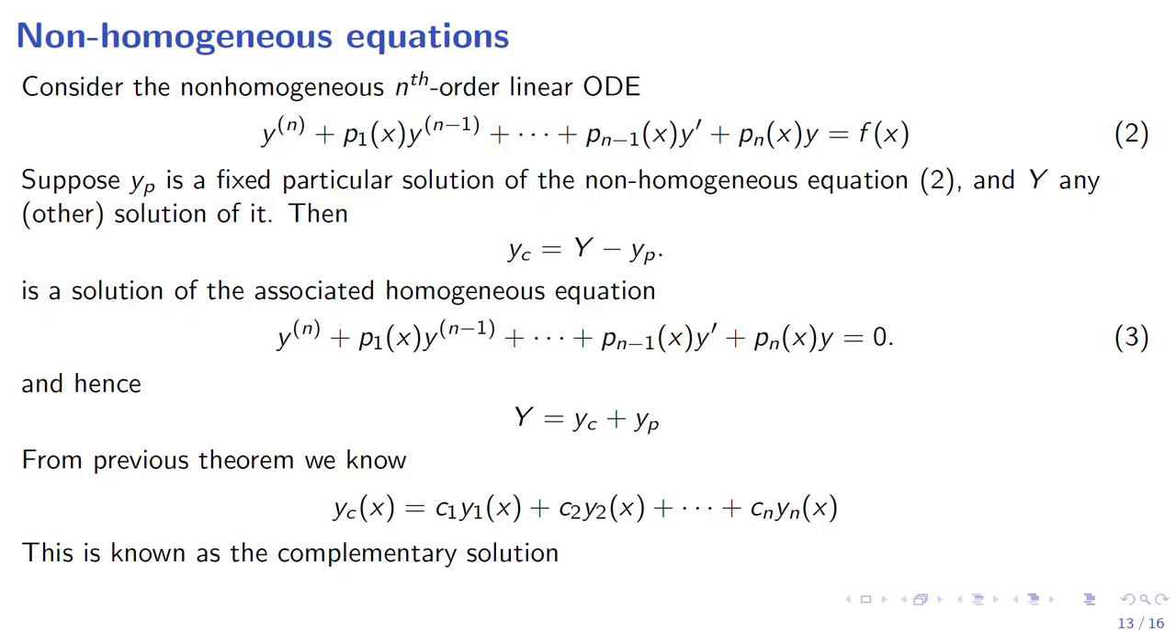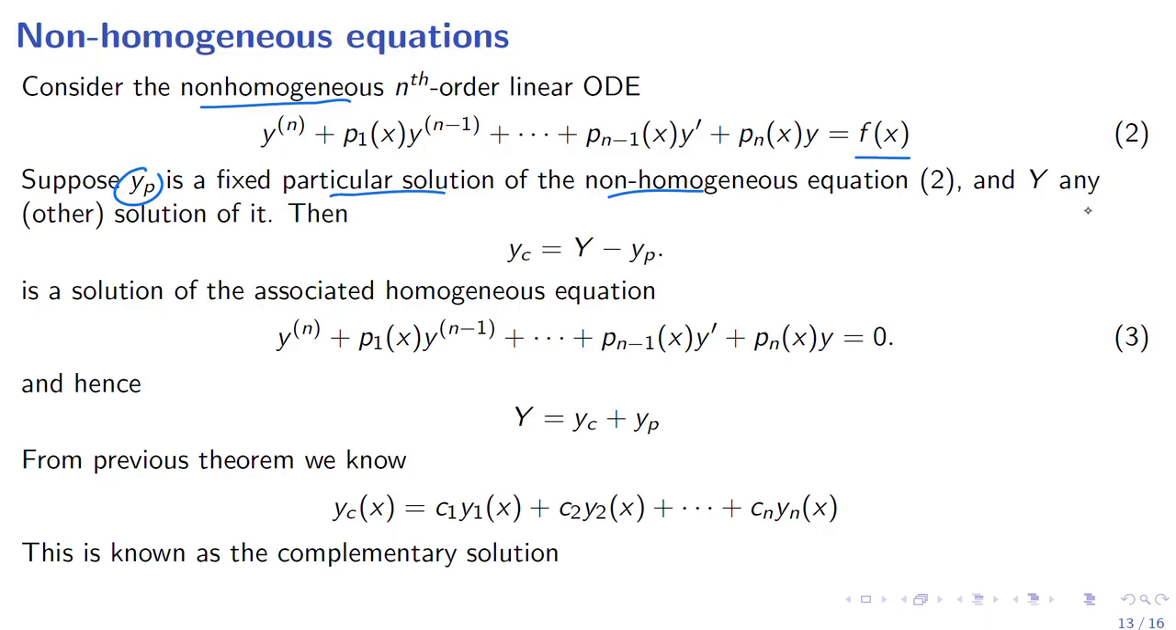Now, how do we find the solution of non-homogeneous equations? Suppose we have an nth order non-homogeneous equation where our right hand side function is f of x, and I label it as the second equation. And suppose that this equation has a solution yp. We call it the particular solution. So it's a particular solution of this non-homogeneous equation.